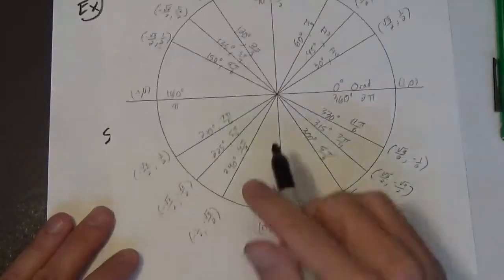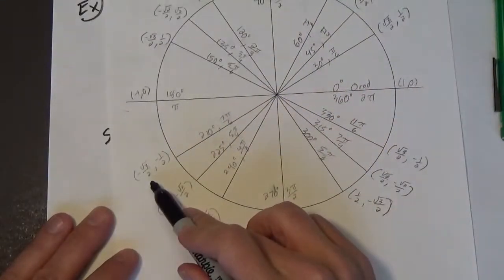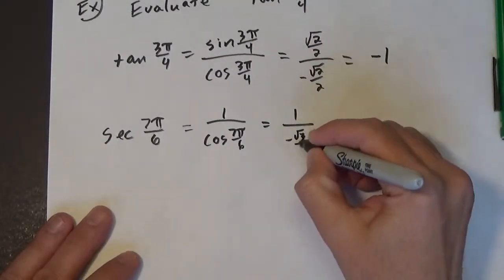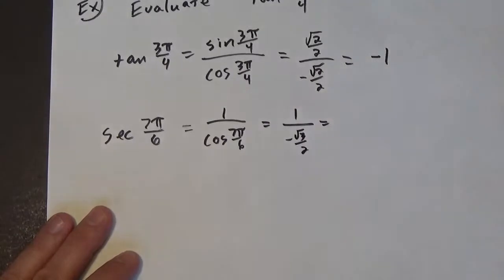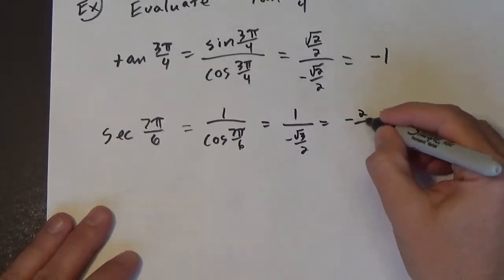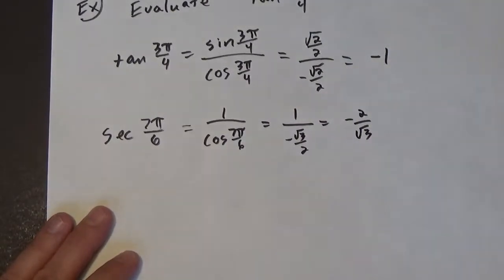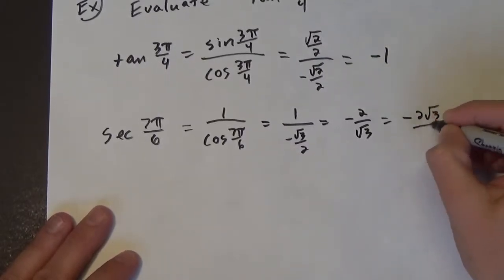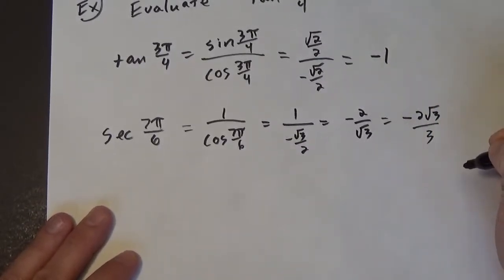So let's see here. 7 pi over 6, the cosine is a negative square root of 3 over 2. So we have 1 over a negative square root of 3 over 2. And that ends up being a negative 2 over the square root of 3. And you can't leave it like that, so we have to rationalize that. So you get a negative 2 square root of 3 over 3.